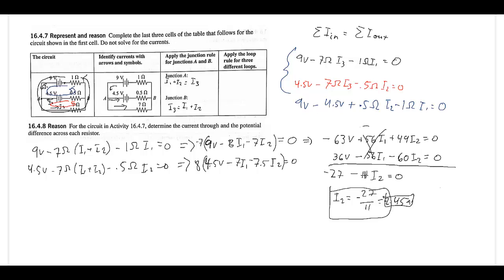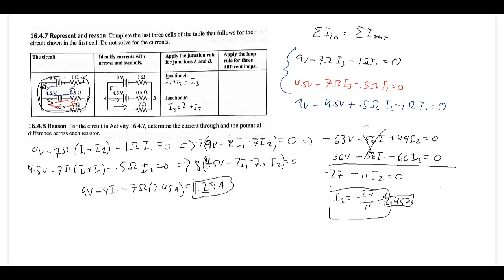And then it's just a matter of plugging this 2.45 into any number of these equations here to find out what I1 is. Let's put it into this first one, the 9 volts minus 8 I1 minus 7 I2, which, if we plug that in, will look like 9 volts minus 8 I1 minus 7 ohms times 2.45, which when we solve for that will give us roughly 1.28 amps is I1.